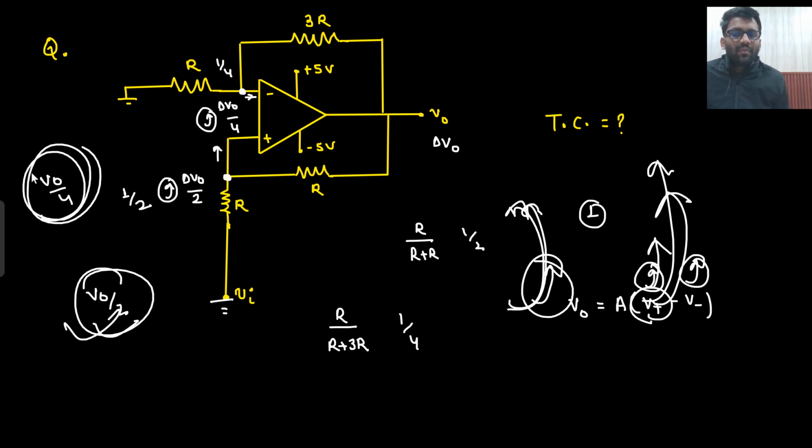If this quantity came to be larger, then negative feedback would have been there. So the conclusion is, just assume V naught there, here V naught by 4 will come, here V naught by 2 will come. Which quantity is larger? This is larger, so positive feedback is dominating. Why is it dominating? Did you understand the logic behind that? Okay, you understood, right?